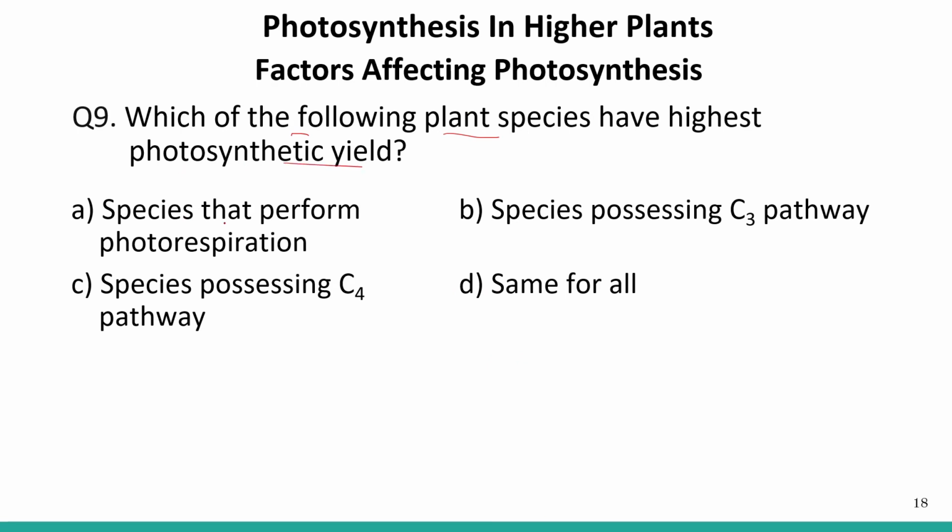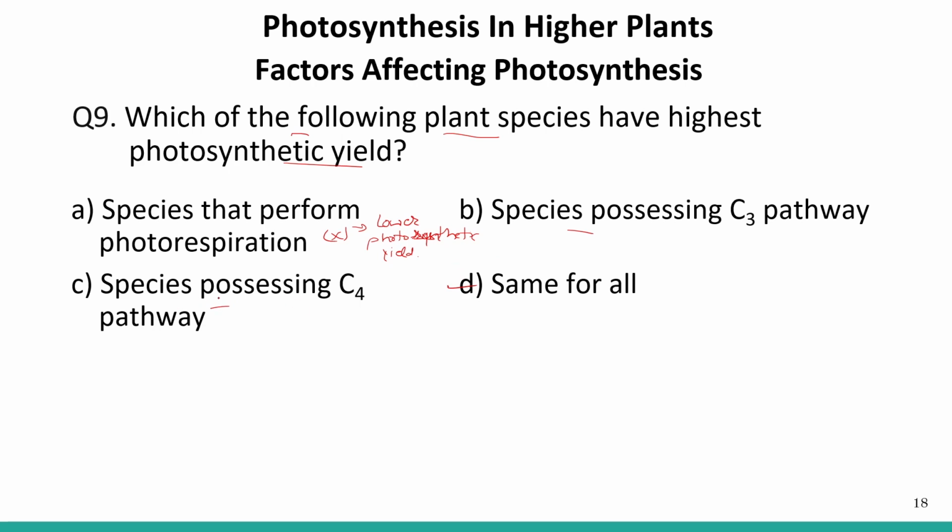The next question is, which of the following plant species have highest photosynthetic yield? Alright, first option is species that perform photorespiration. This is not true. Species that perform photorespiration will have lower photosynthetic yield as compared to C4 plants. Okay. Now, next option is species possessing C4 pathway. Alright. Third option is species possessing C4 pathway, and fourth option is same for all.